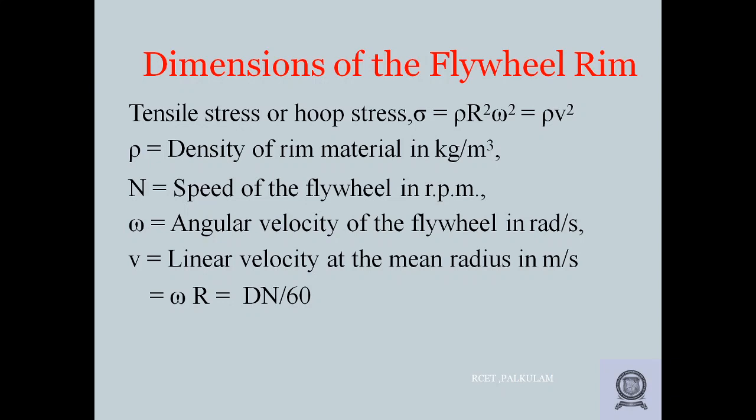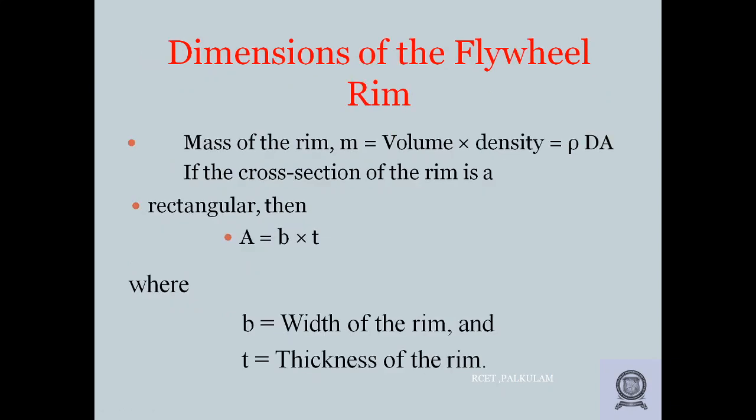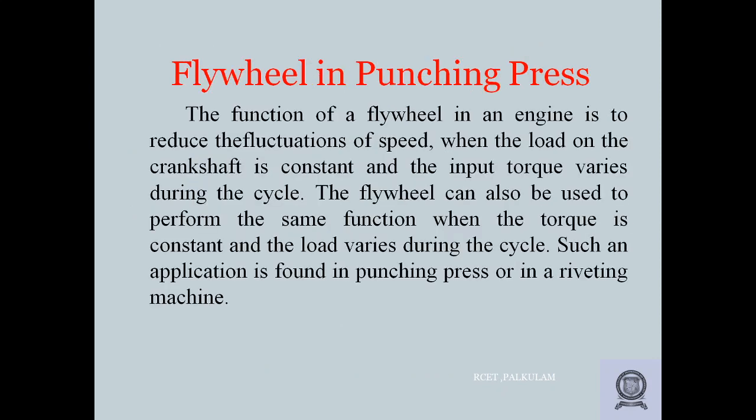Tensile stress or hoop stress can be found out using the formula rho v square. Rho is the density, N is the speed, v is the linear velocity. You can find it out using the formula pi D N divided by 60. Mass of the rim m is volume into density, and for a rectangular section the area becomes b into t, where b is the width of the rim and t is the thickness of the rim.